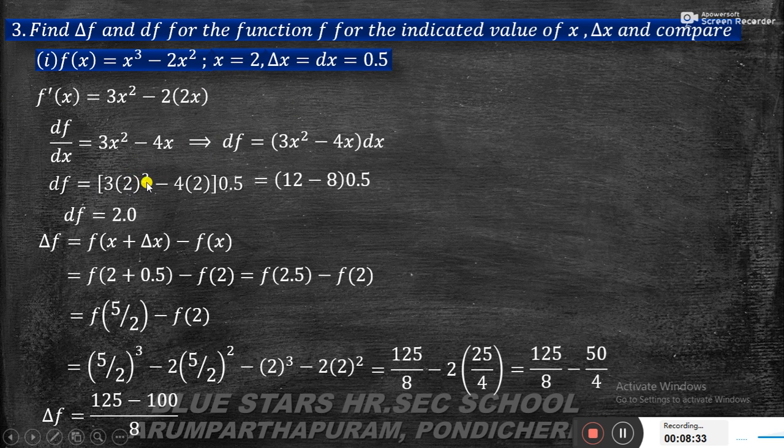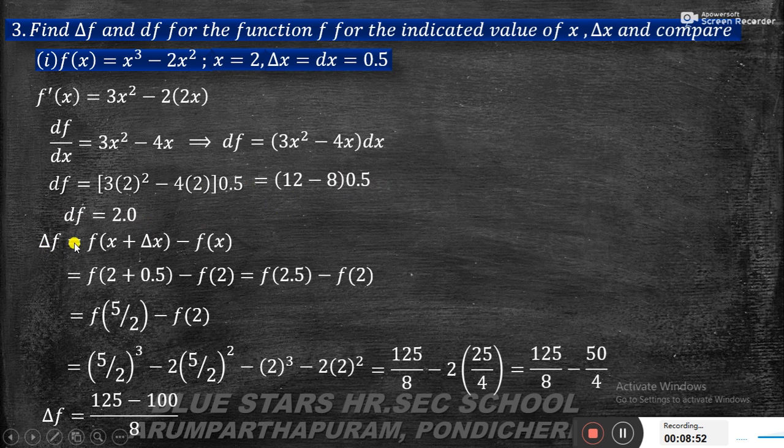so 3 into 2 square minus 4 into 2, into 0.5. Next, 3 4s are 12, 12 minus 4 2s are 8, into 0.5. So df equal to 2.0. That means 12 minus 8 is 4, 4 into 0.5 is 2.0.